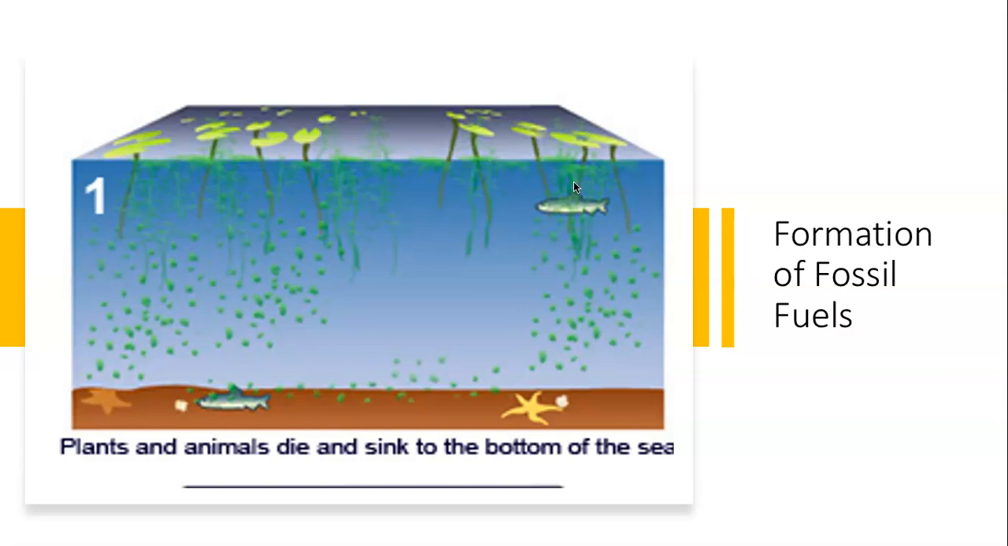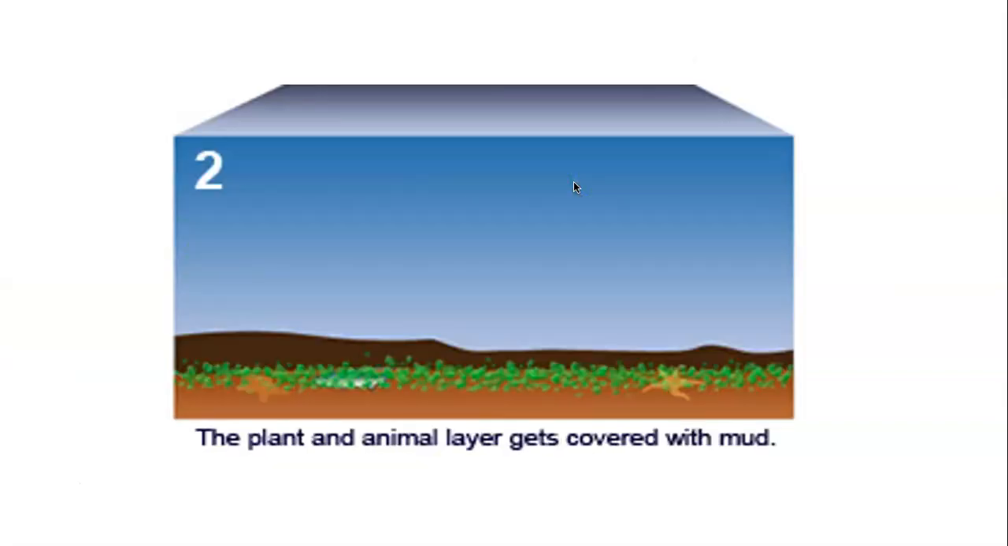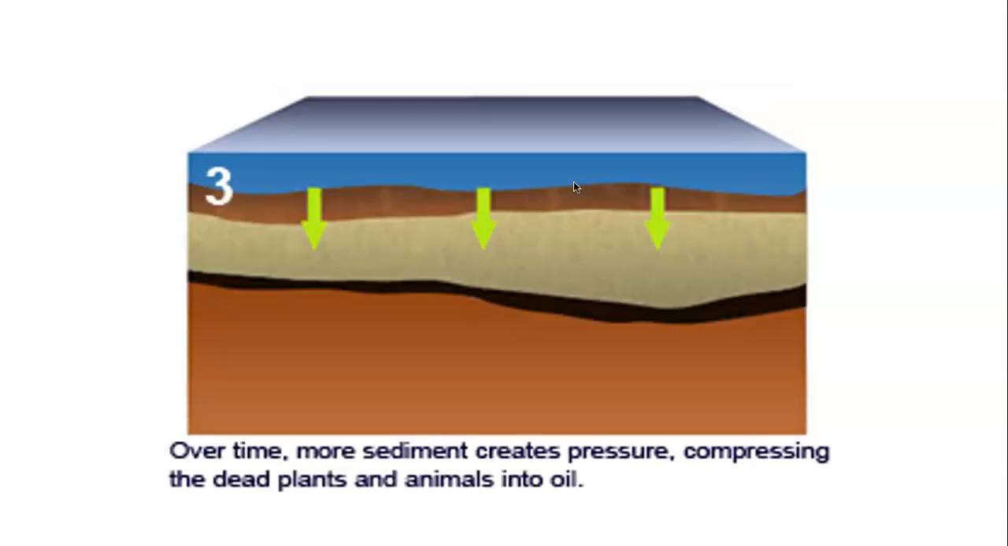What happens is plants and animals will die, and they might sink to the bottom of the sea, if we're talking about in the sea, or they'll just be covered up by soil. And this is going to be over millions of years, okay? So we're talking about a really, really long time. But as this continues, the layer of plants and animals that died will continue to get covered with more sediments like mud and dirt. Over much, much more time, more sediment will create pressure, and this increased pressure will compress the dead plants and animals into oil.